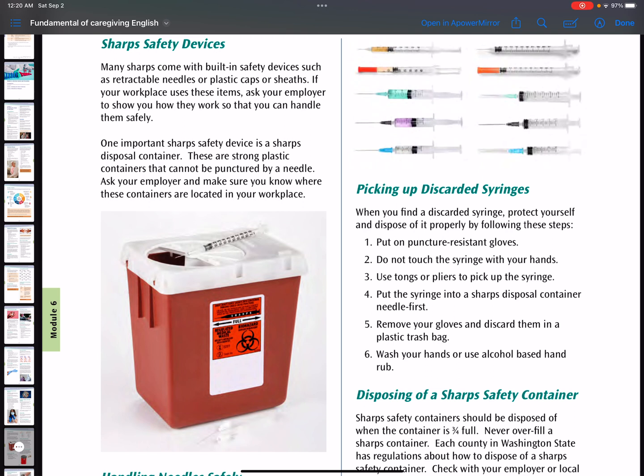We have to handle needles safely. Do not bend, recap, or attempt to remove the needle from a syringe. Do not break any needles. Place used sharps immediately in the appropriate container like that. Sharps containers should be disposed of when the container is three-quarters full. Never overfill a sharps container.